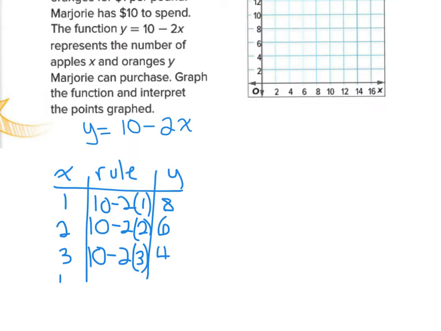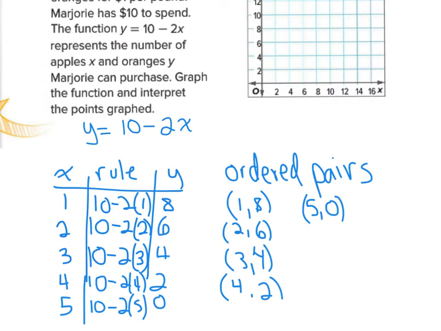I think I can buy more. I buy 4 bags, and I have 10 minus 2 times 4 equals 2. So with 2, I could even buy 1 more bag of apples. And at 5 bags, I have 10 minus 2 times 5 equals 0. So that means once I get 0 here, it means I cannot buy any oranges. But here, with $2 left, I can buy 2 bags of oranges. Here I can buy 4 bags of oranges. Here I can buy 6 bags of oranges and 8 bags of oranges.